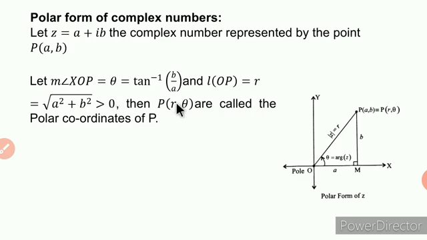Then P(r, theta) is called the polar form of point P. Now we call the origin as pole. Here this origin is called as pole.